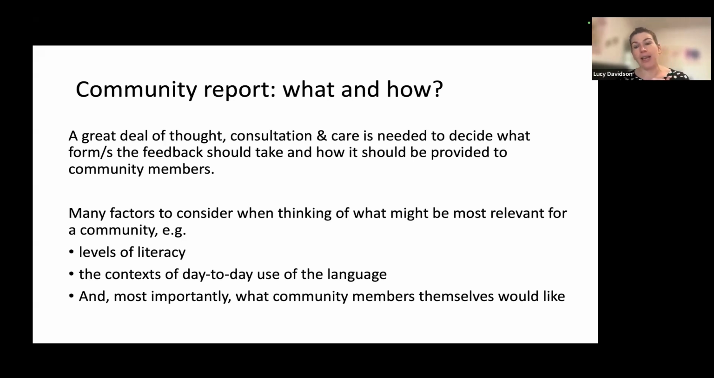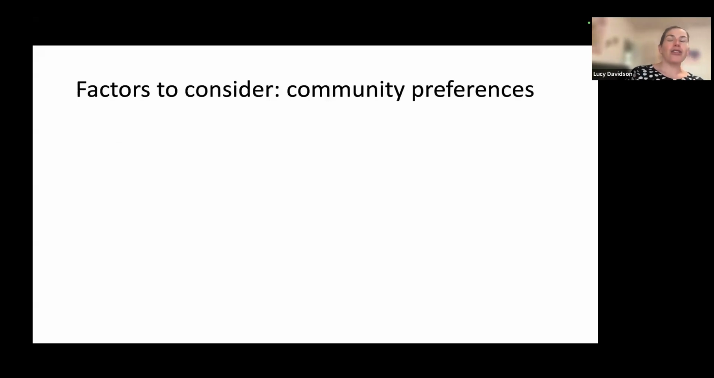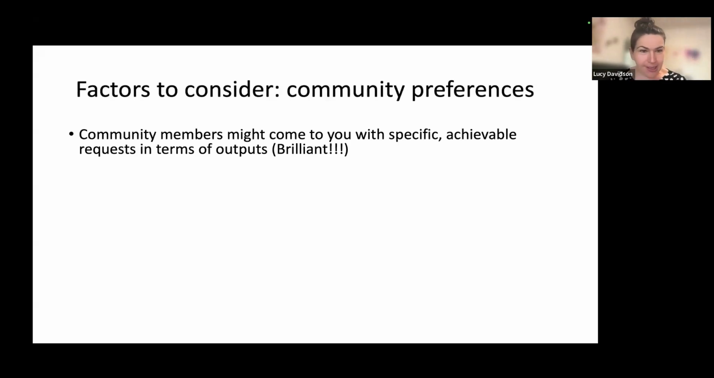And most importantly, obviously, you need to take into consideration what community members themselves would like. On the topic of community preferences, people might come to you with specific and achievable requests in terms of outputs. And if this is the case, that is brilliant. Good luck to you. Well done. Not well done, that doesn't work, but that's excellent.